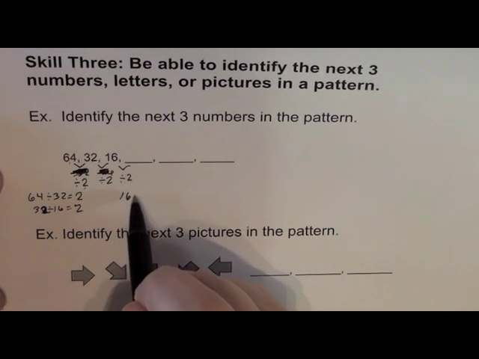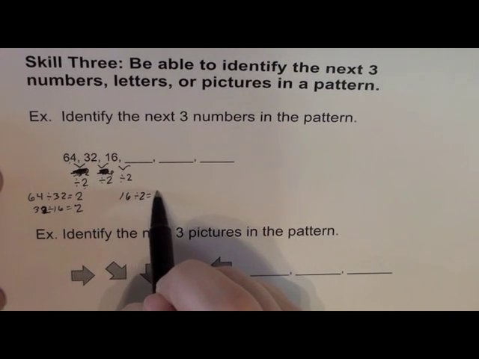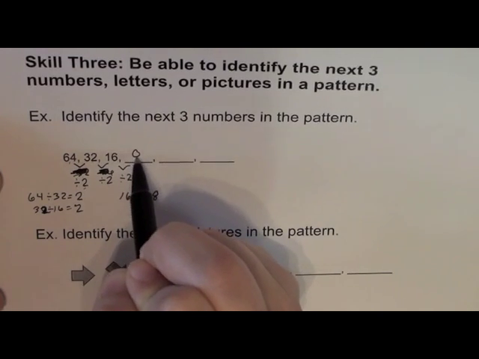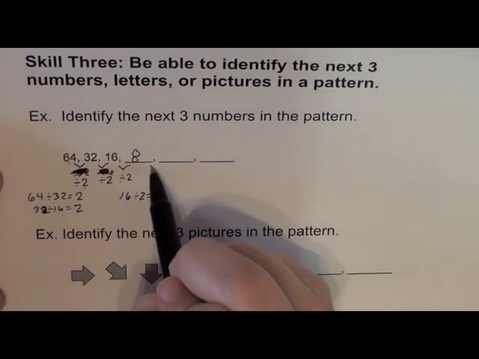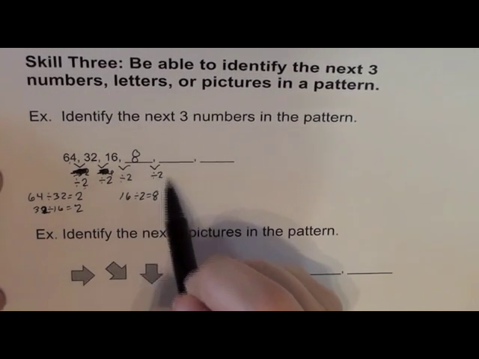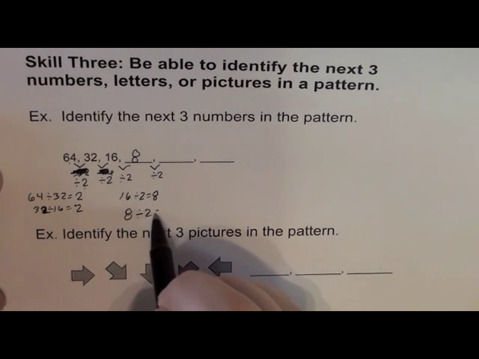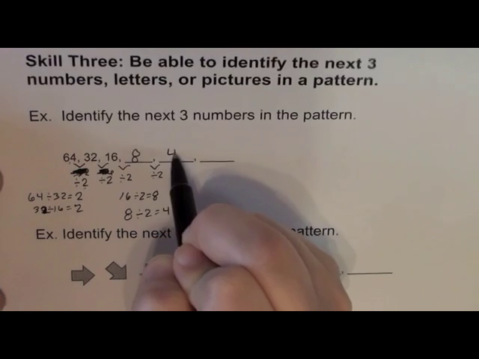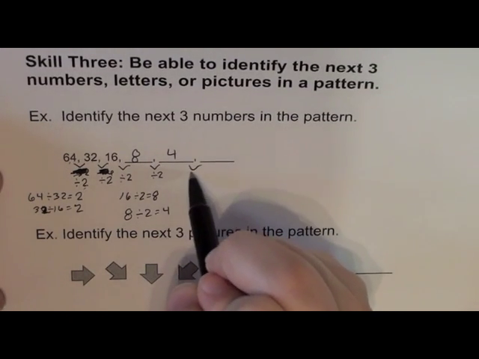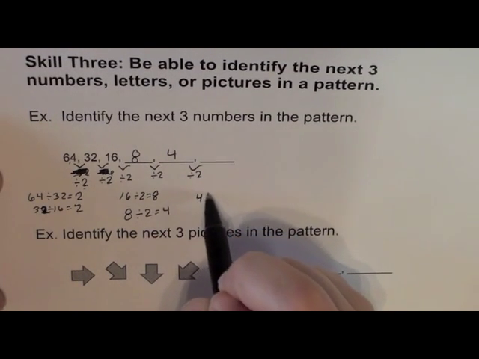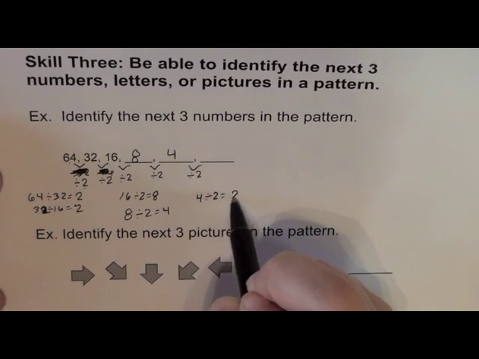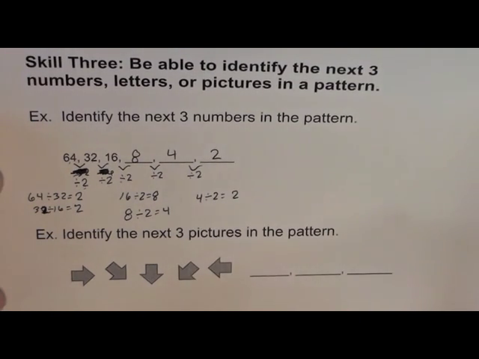So 16 divided by 2 is 8. That's our next number. Now we can divide by 2 again. 8 divided by 2 is 4. And one more time, divide by 2. 4 divided by 2 is 2.